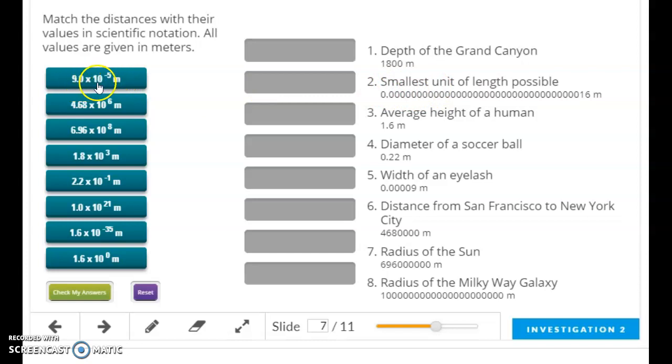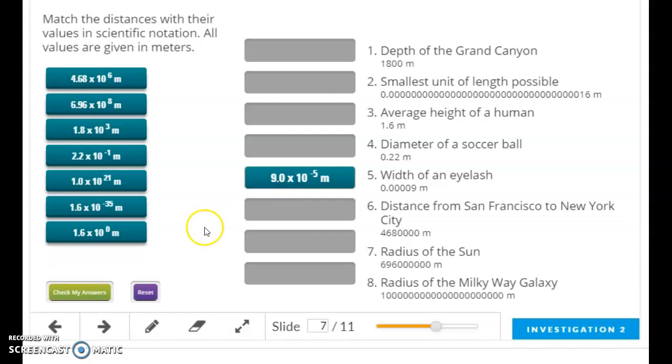I have 9.0 times 10 to the negative 5, and I want to find the standard form of that number over here and match it. Well, I have a negative exponent, so I know that I need to move my decimal to the left by 5 spaces because it's to the negative 5. So if I moved this over to the left, I would have the width of an eyelash. You can see that that decimal that was behind the 9 was shifted over to the left by 5 spaces. 1, 2, 3, 4, 5.